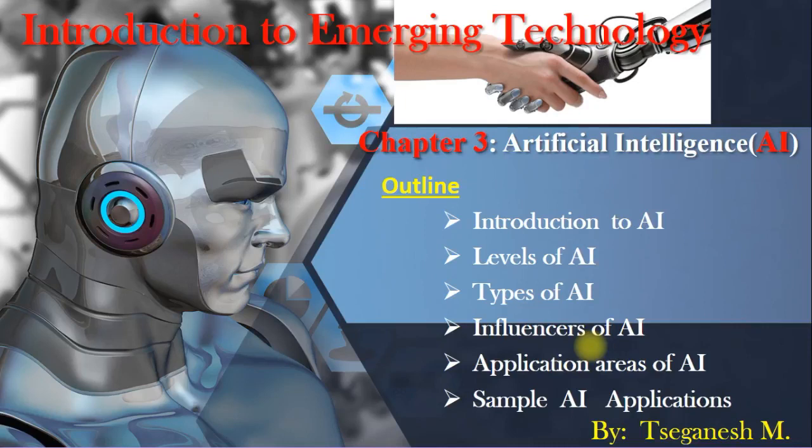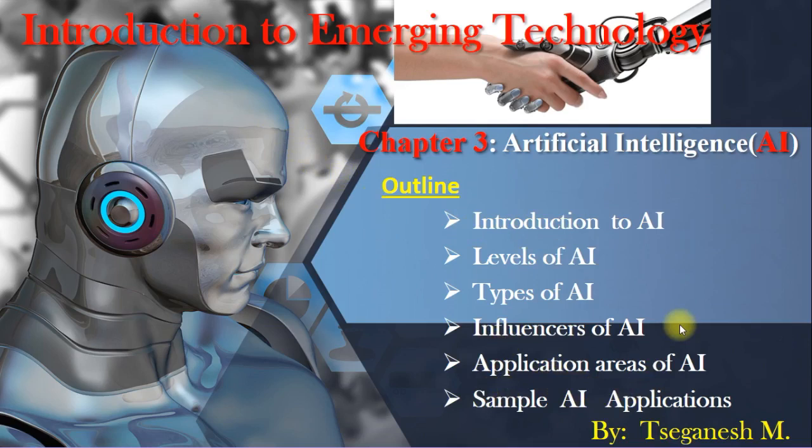In today's program we are going to discuss the course Emerging Technology. This course is given for freshman students in Ethiopian higher institutions. The third chapter that we are going to discuss in today's program is about artificial intelligence. We try to discuss starting from introduction up to sample applications of AI.